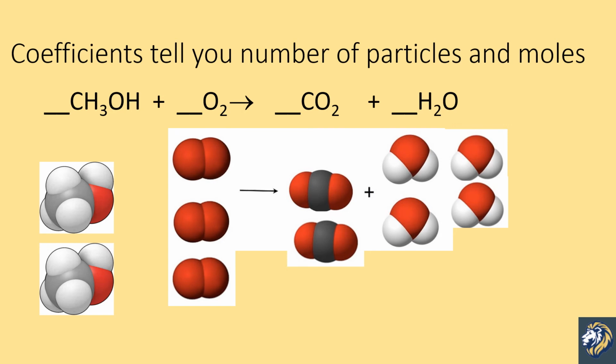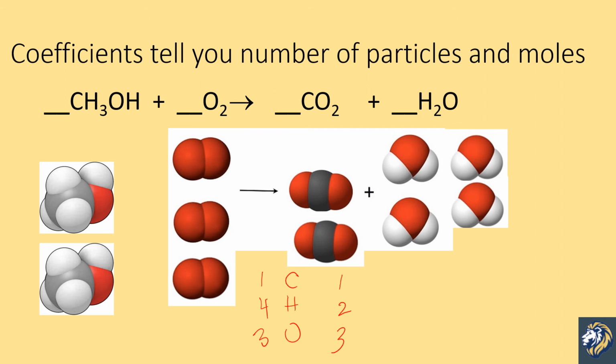All right, so the coefficients tell you the number of particles and the number of moles. So this is not balanced, right? So we can draw particles and see how many we need to balance it, or we can do C's, H's, and O's. All right, so we have 1 on that side, 1 on that side, H's, 4 on that side, 2 on that side, and O's, 3 on that side, and 3 on that side. So it looks kind of balanced, all right?